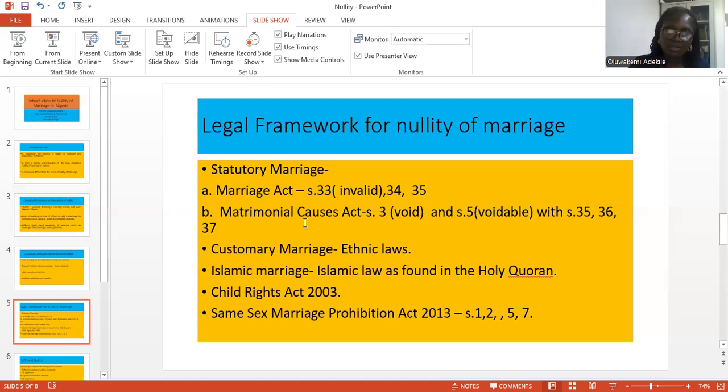So the ethnic customary law, the customary law of the place that applies to the marriage, would determine whether the customary marriage is valid under the law or not. And the same goes with respect to Islamic marriage. Then you have some other statutes that also regulate the validity of marriage under the law. For instance, the Child Rights Act 2003, as replicated under state child rights laws or laws of similar titles, which protect the interests of children, does not permit child marriage.